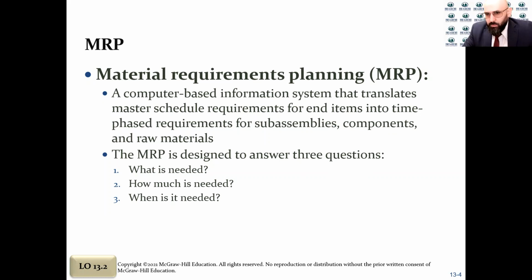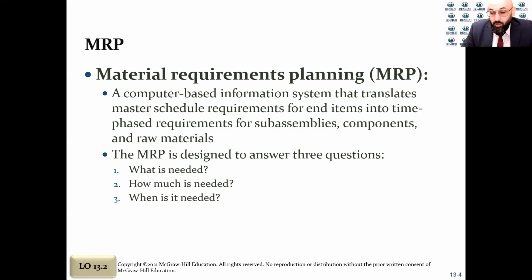The Material Requirement Planning is a computer-based information system that translates master schedule requirements for end items into time-phased requirements for sub-assemblies, components, and raw materials. There are 3 questions for MRP that we will be able to answer by using the MRP. We will be able to answer what is needed, how much is needed, and when we need these materials.